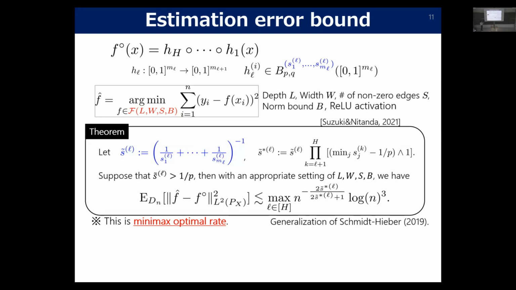But what we should set is just L, W, S, and V. Of course, inside L and S there appears a P. In practice, maybe we just do cross validation. Yeah, something like that.